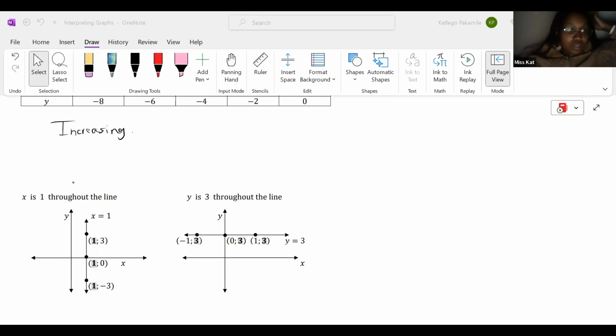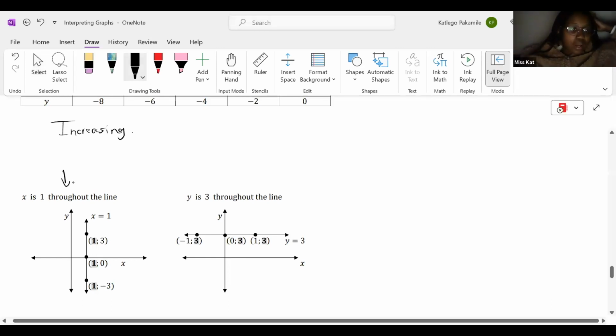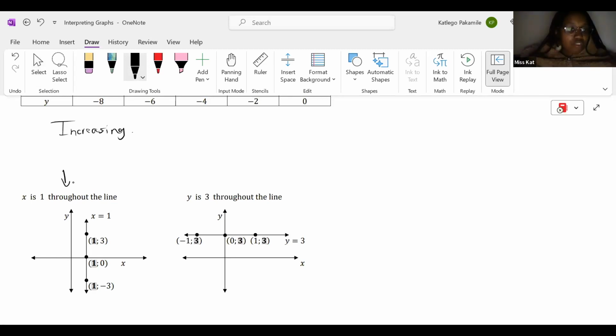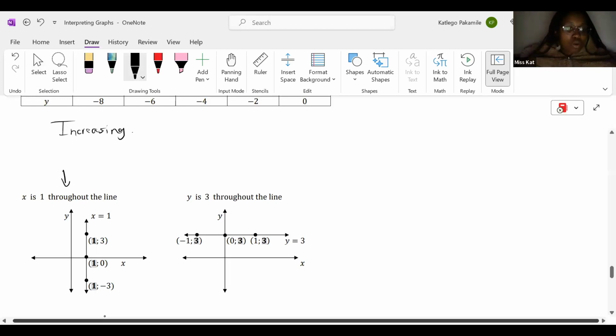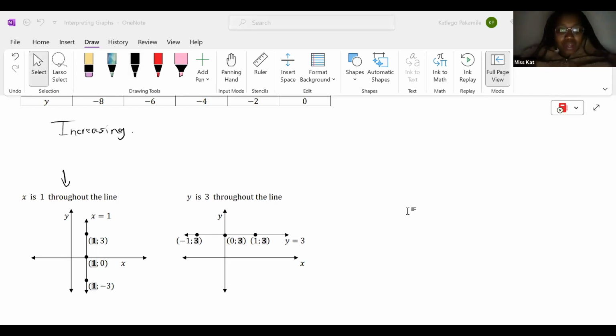Okay, let's start with this one. It says x is 1 throughout the line. So if you get the coordinates of there, it's 1, 3. If you move a bit lower, the coordinates is 1, 0. If you move a bit lower, the coordinates is 1, negative 3. So what's remaining constant, guys? What is remaining constant? Can you see the coordinates? What do the coordinates have in common? Exactly, the 1. Thank you.